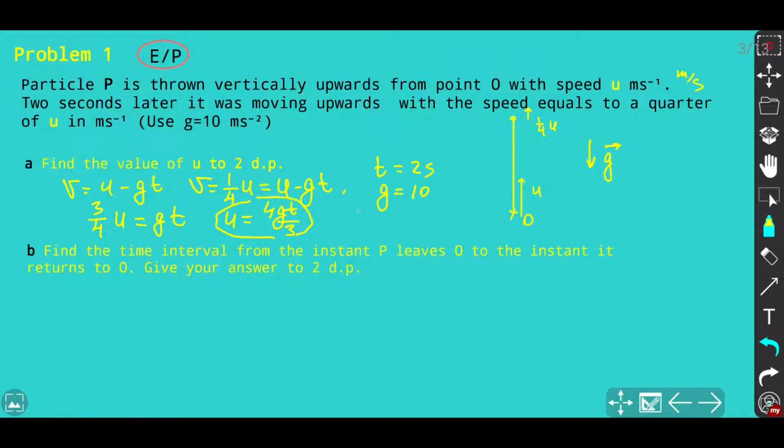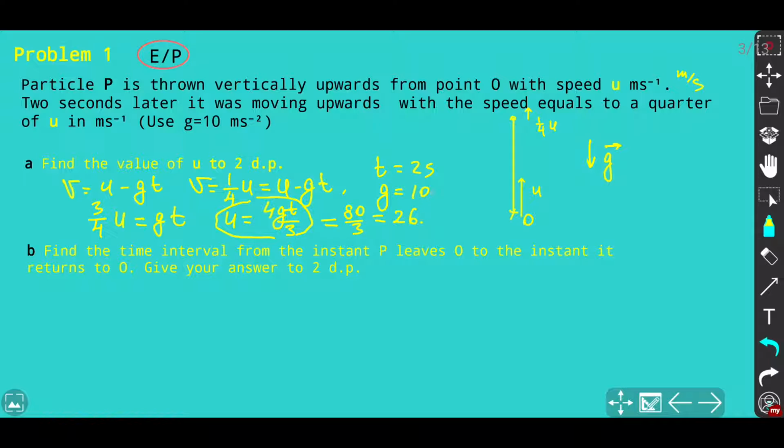All right, and here we're going to plug in: 4 times 10 times 2 is going to be 80 on the very top, and over 3. That's going to be the value of the velocity. So it's around 26 point.